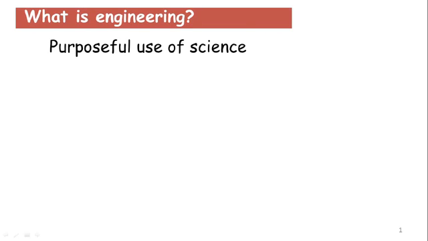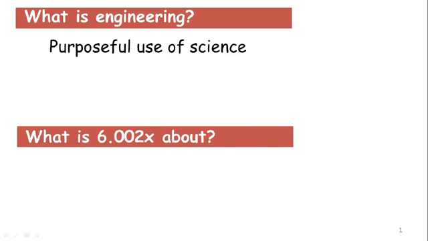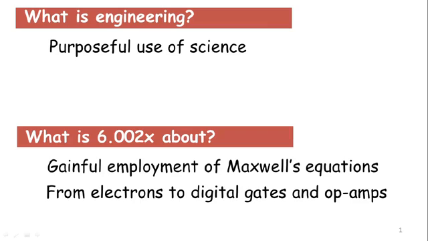We will start by trying to understand what is engineering. Well, engineering is the purposeful use of science, where science itself is the study of what is. In other words, it's a study of nature. With engineering, we are now focused on what we make of nature. It's what we build. It's how we can use science to help humanity. Okay, so then where does 6002X fit in? 6002X is about the gainful employment of Maxwell's equations, going all the way from electrons to digital gates and op-amps.